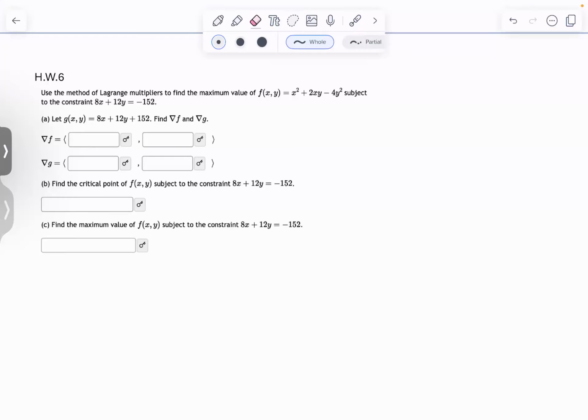We have our constraint function. Lagrange multipliers implies that del f is equal to some constant times del g. The gradient of f, gradient of g, nickname is del. And just to be clear, del f is f sub x, comma, f sub y, and del g is g sub x, g sub y.